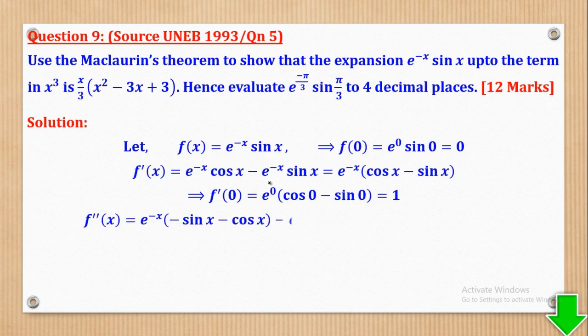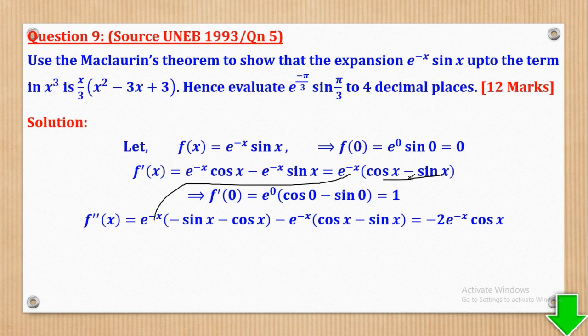Then second derivative, since there's a product. So product, keep this one constant, differentiate this bracket, come up with this, plus keep this bracket constant, which is this, then differentiate this to come up with negative e^(-x). That is why you see negative here. Simplify, you'll come up with this. Then substitute x equal to 0, come up with negative 2.